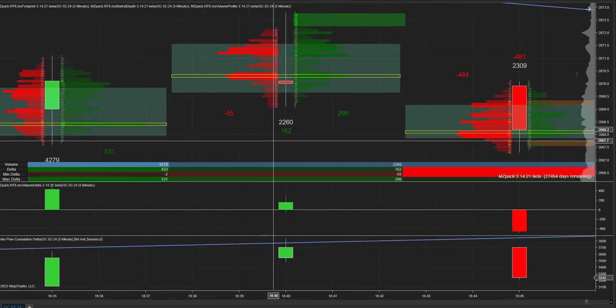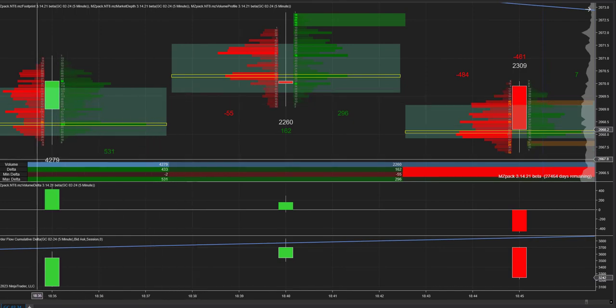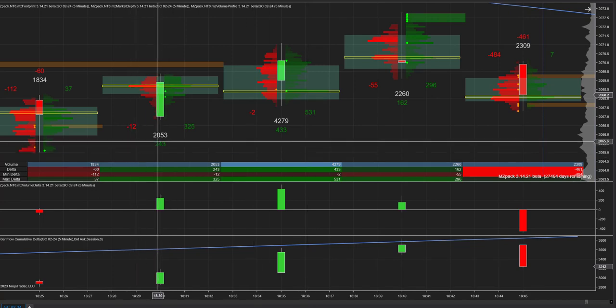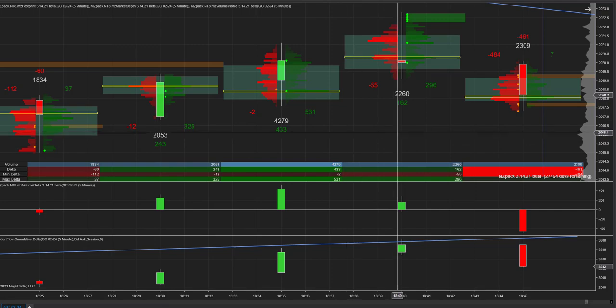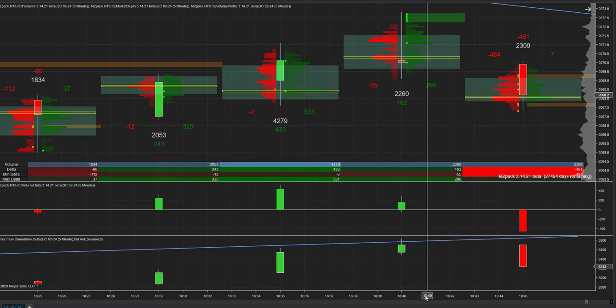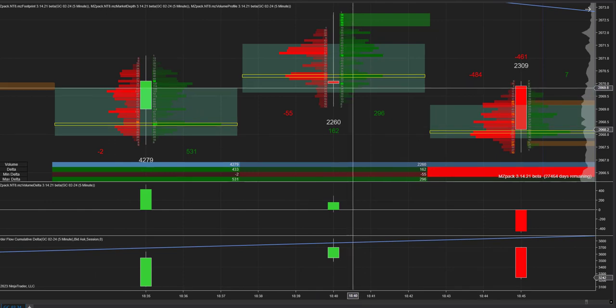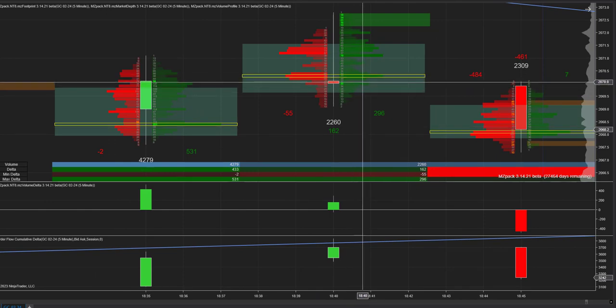So here it is. The market was going up with decent volume, 4,200 contracts, 2,200 contracts, like 2,000 contracts. So it was going up. We had decent volume. But something interesting happened with this candle. Just like the previous example, the candle closed below the opening. It closed below the POC, but was inside the value area.